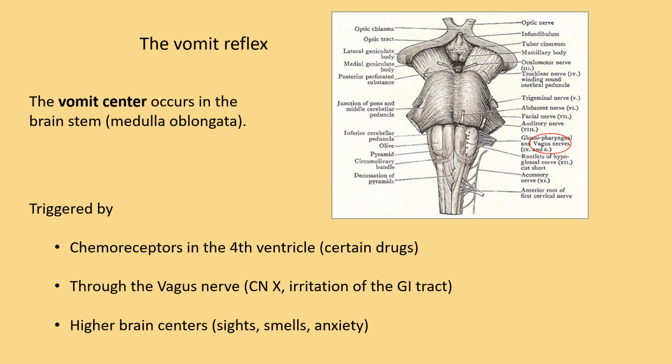And then finally, there are higher brain centers. So maybe you've experienced nausea, maybe you have even vomited, caused by disgusting sights, smells, or even anxiety can trigger the vomit reflex. So let's characterize the vomit reflex. Is it instinctual or acquired? It's instinctual. Can we develop sensitivities? Yeah, actually. So it can be modified through learning.